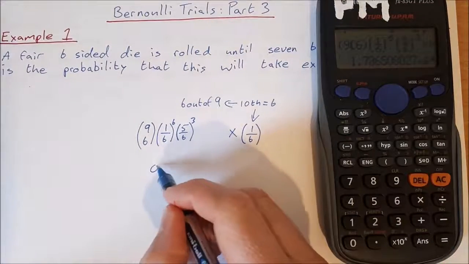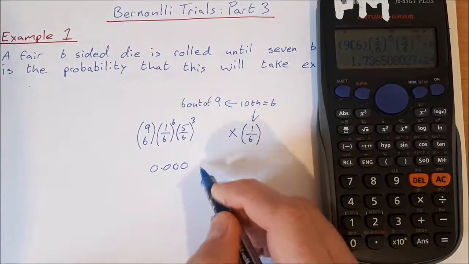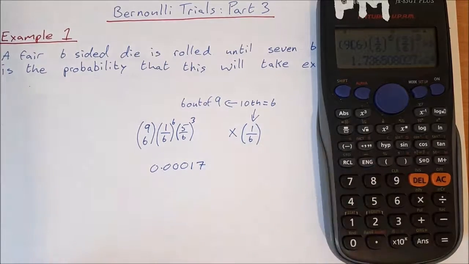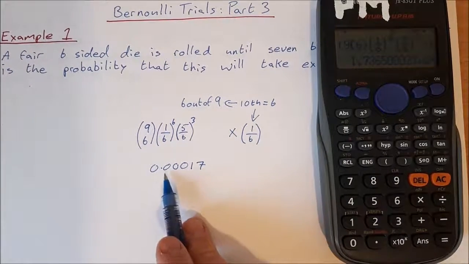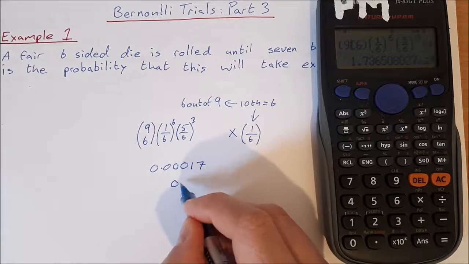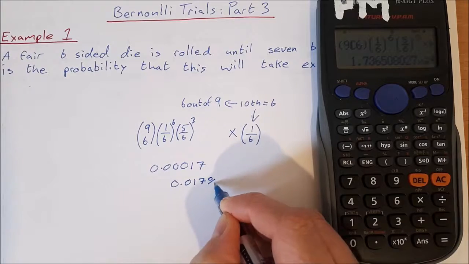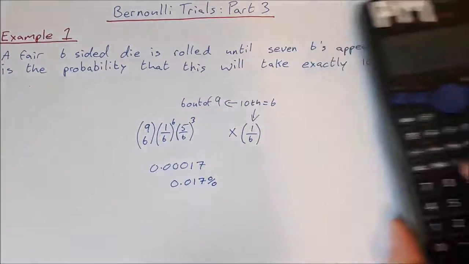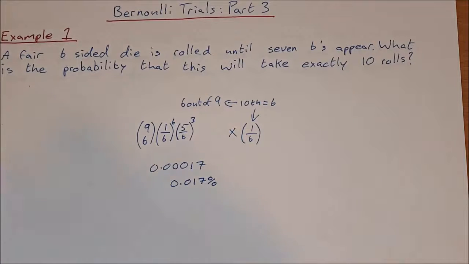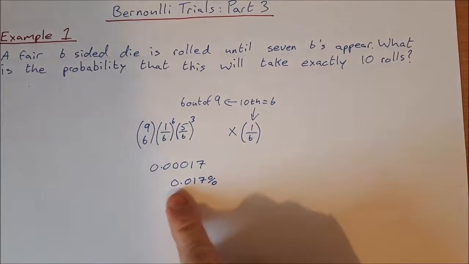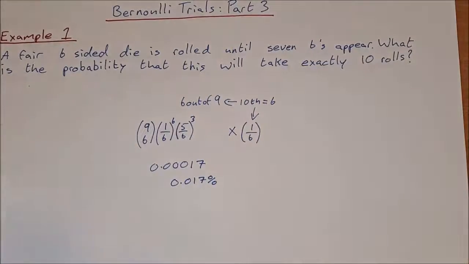So that's 0.00017. I'll just take it to 2 significant figures there. So that is 0.017%, the chances of that happening. So if you roll a die 10 times and you get 7 sixes, with your 7th 6 appearing on your 10th roll, the odds of that happening are 0.017%. So very, very small, as you can imagine.